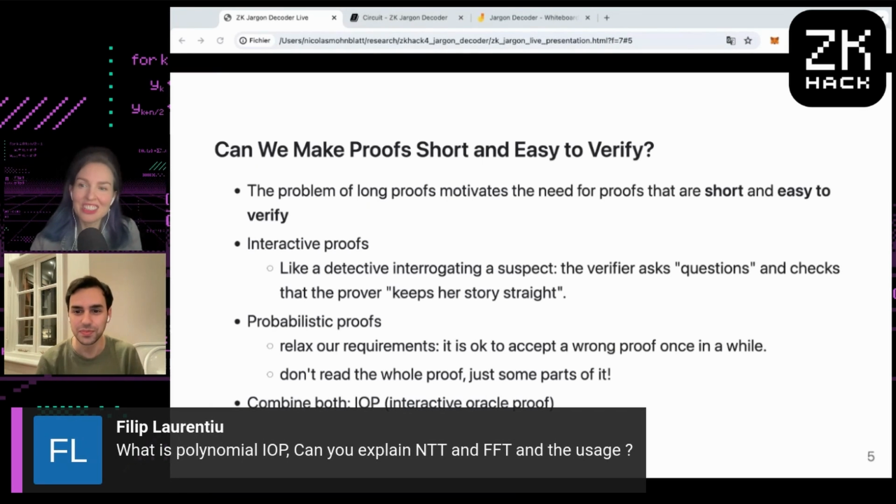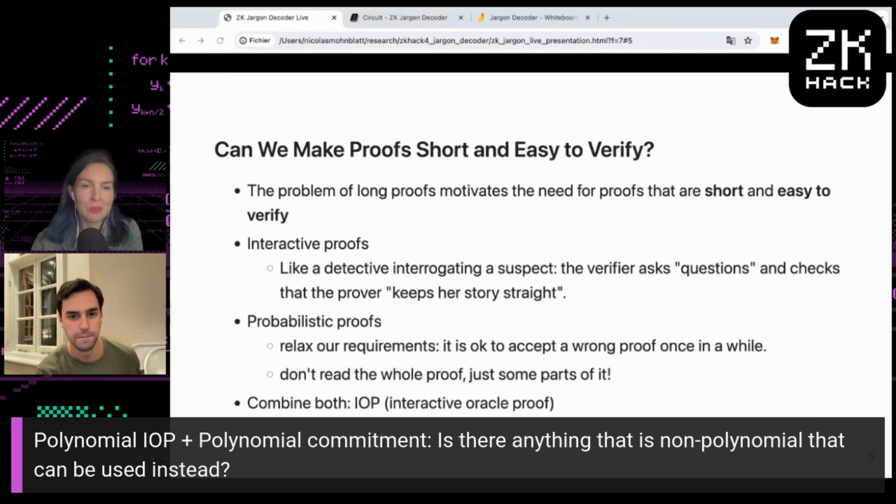Cool. I have a question that follows on this one, which is polynomial IOP and polynomial commitment. We've heard those terms. Is there anything that is non-polynomial that could be used instead? Why are we saying polynomial in both these cases? It seems like there might be a non-polynomial IOP or non-polynomial commitment.